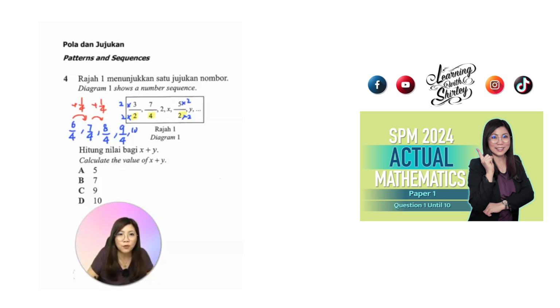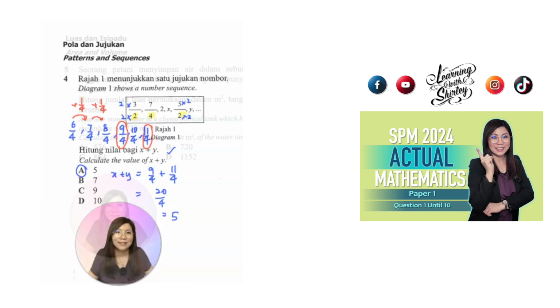Then we have 10 over 4, and then for y will be 11 over 4. Okay, so which means that our x value is 9 over 4, and then y is 11 over 4. They are asking us to find the value of x plus y. So x plus y is equal to 9 over 4 plus 11 over 4. So 9 plus 11 is 20 over 4. 20 over 4 is equal to 5. And the answer is A.